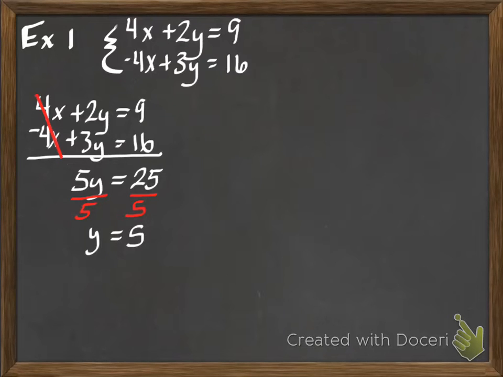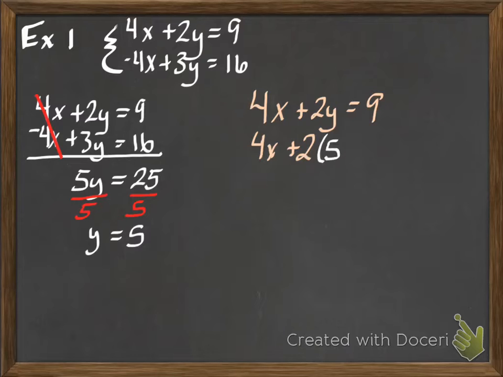Now I'm going to choose one of my two equations. It does not matter which one I choose. I just take one of my two equations and I am going to substitute in for y that 5. So I'll go ahead and rewrite it just like it is, and I am going to substitute in for that y spot the 5 we solved earlier. And 4x plus 10 is equal to 9.